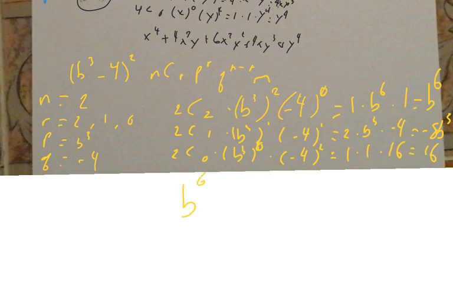Which brings us to our answer: b to the 6th minus 8b cubed plus 16.